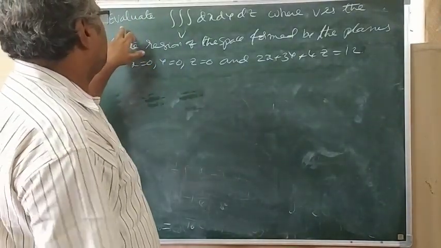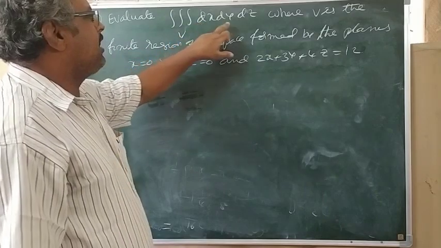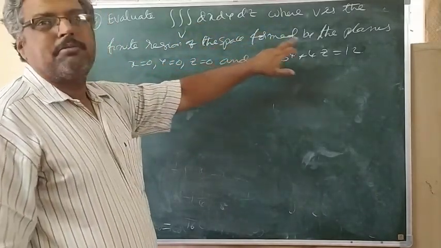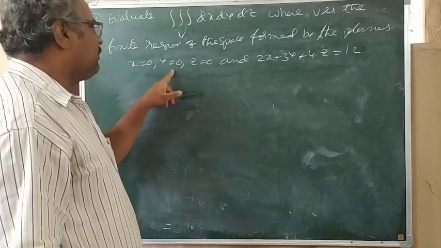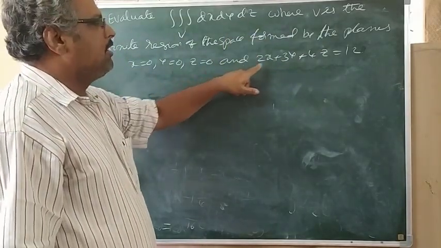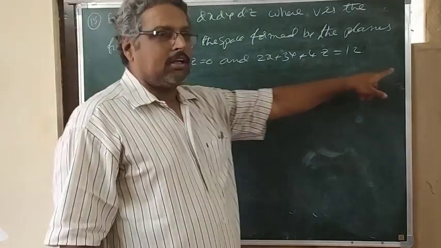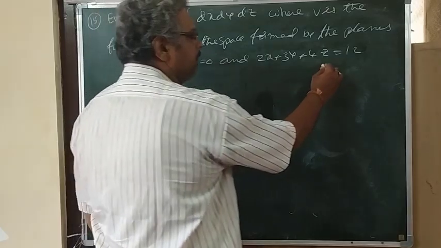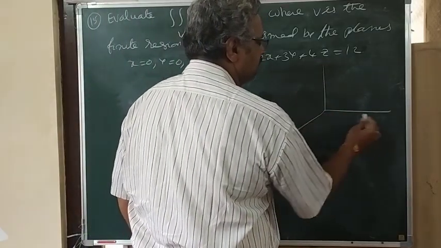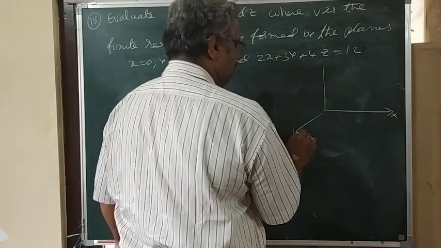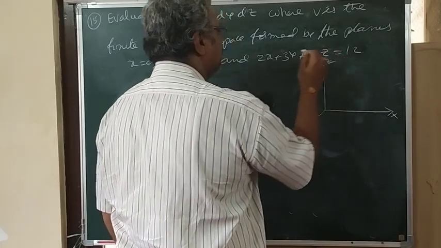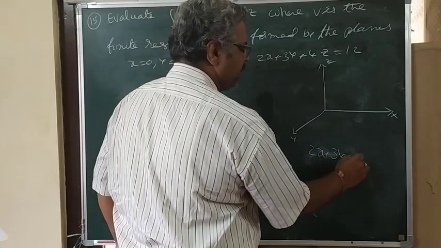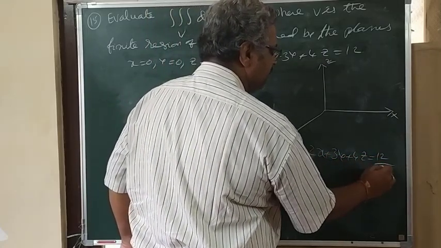Similar problem. Evaluate triple integral dx dy dz where V is the finite region of the space formed by the planes x equals to 0, y equals to 0, z equals to 0 and 2x plus 3y plus 4z equals to 12. So this looks like our previous problem. 3-dimensional geometry x, y, z. So this is the plane.